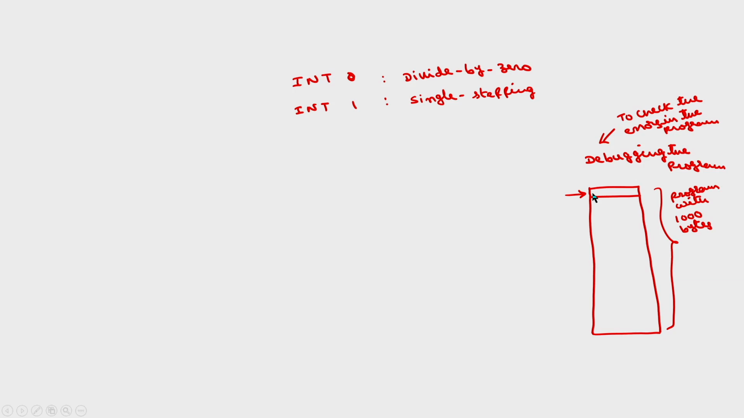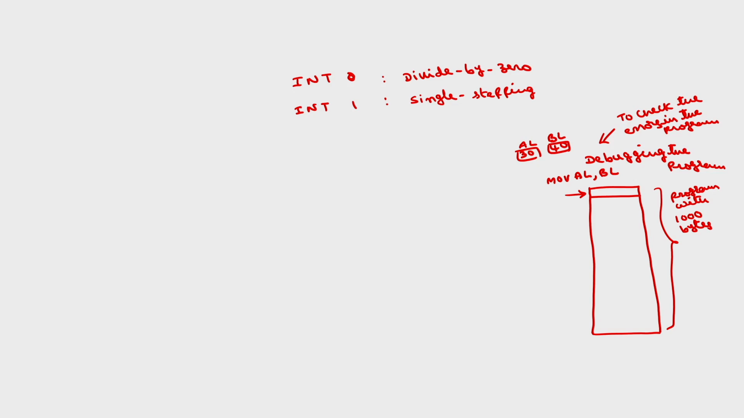After that you check the contents of the registers. Suppose the first instruction is MOV AL, BL. Before this, say AL contents are 30 and BL contents are 40. What is expected is that after the execution of this instruction, I will check the contents of AL and BL. If AL is having 40 and BL is also having 40, then the first instruction is correct.